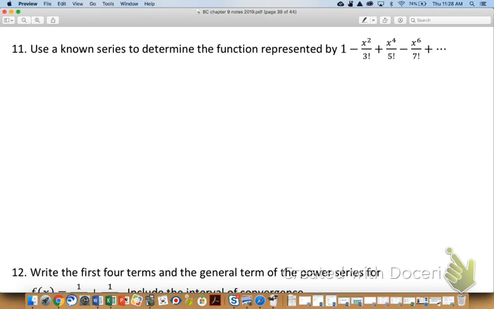Okay, here we go. What's the first thing you look at? What's the big hint about which function we're looking for? The factorial. The factorials should point you in the right general direction. Okay, so the factorials, at least the ones I can see, are 3, 5, 7. They're all odd. So what does that point you towards?